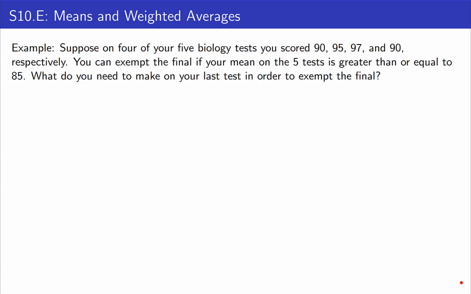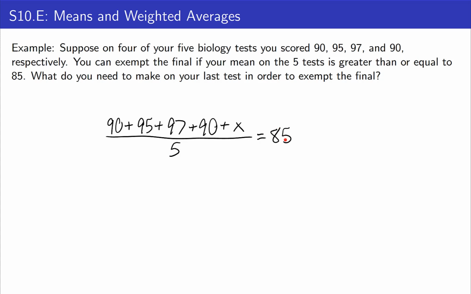Let's calculate the mean. The mean would be 90 plus 95 plus 97 plus 90 plus some other score, the score on your 5th test. We don't know the score, and as a matter of fact, that's what we're trying to find. Let's replace that with a variable, and we'll divide by 5 to complete the mean. We want this to be greater than or equal to 85. Now I didn't put greater than or equal to, I'm just putting equality. Whatever score we get for x, at least that score will give us our answer.